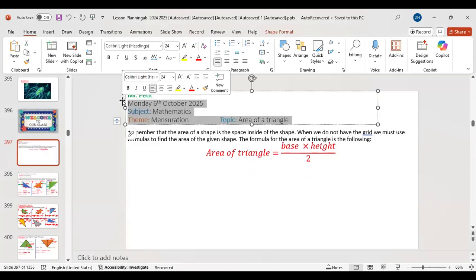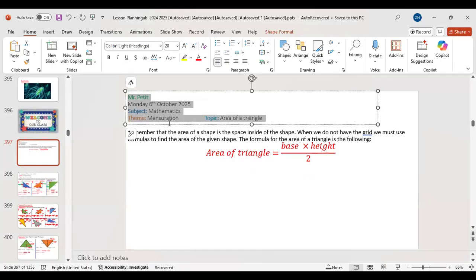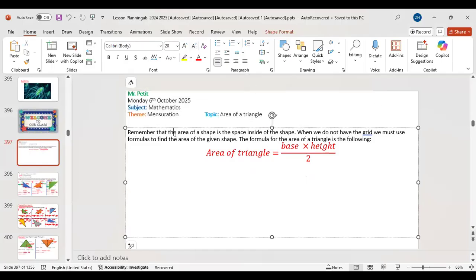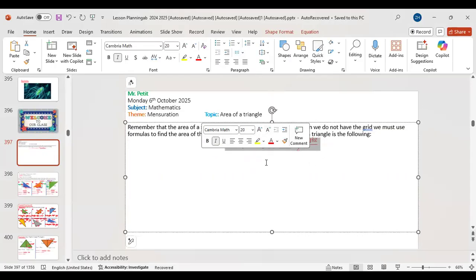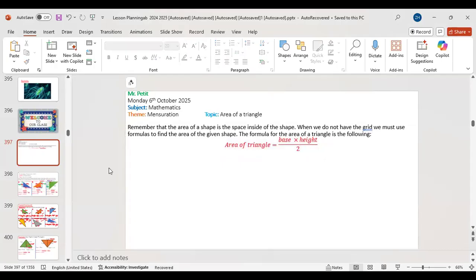So let me make this smaller so we don't need all that. Let's put this here and let's put this up here. So base times height divided by 2. Since that's the formula, let's go ahead and do some questions on it.